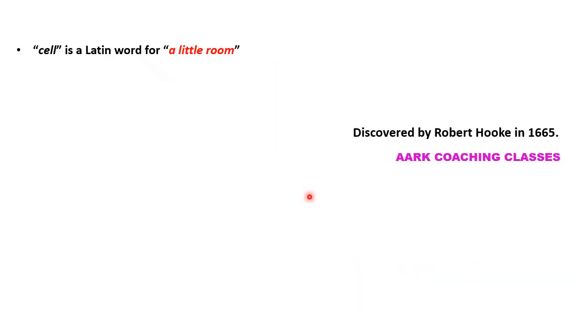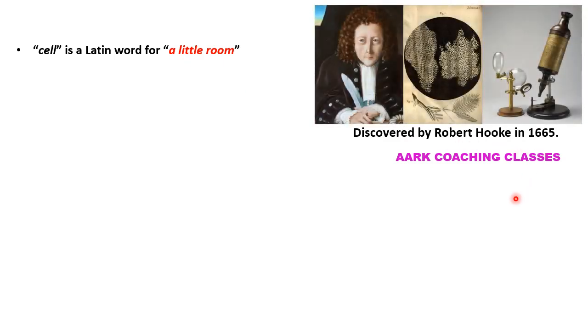Now all of you must have studied in the previous class, that is class 8, about cells. We know that cell is a Latin word for a little room. It was discovered by who? Robert Hooke in 1665. All of us are familiar with his picture. And what did he observe?